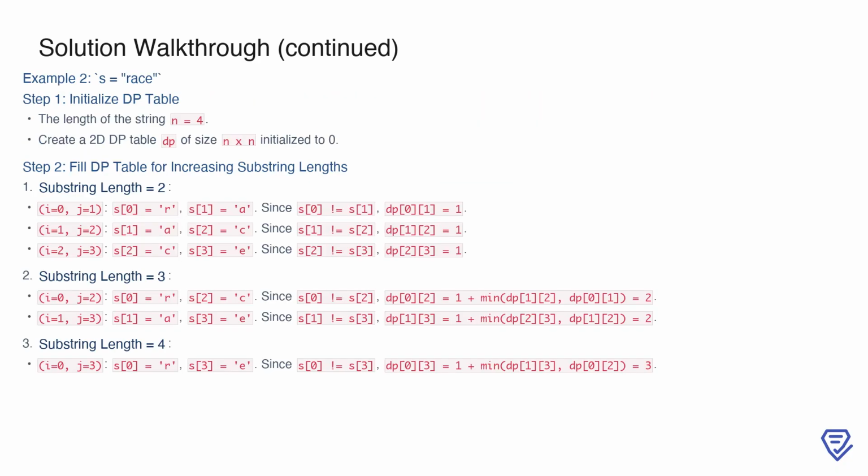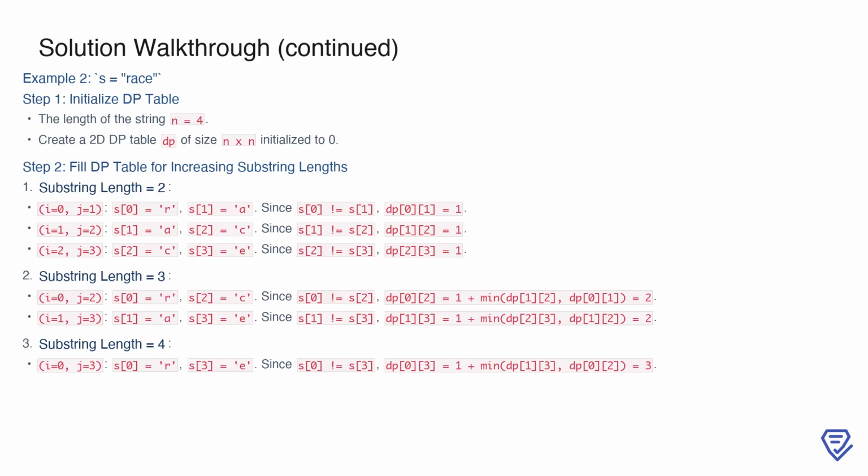Let's consider another example where s equals race. The length of the string is 4, so we initialize a dp table of size 4x4. Starting with substrings of length 2, we compare adjacent characters. For instance, for s0 equals and s1 equals, since they are not equal, dp0,1 equals 1. Similarly, for s1 and s2, and s2 and s3, the characters differ, so dp1,2 and dp2,3 are both set to 1. For substrings of length 3, we calculate values like dp0,2 by considering s0 equals and s2 equals c, which are not equal.